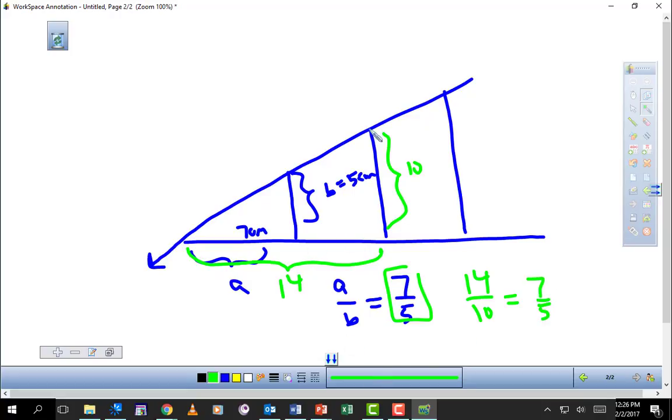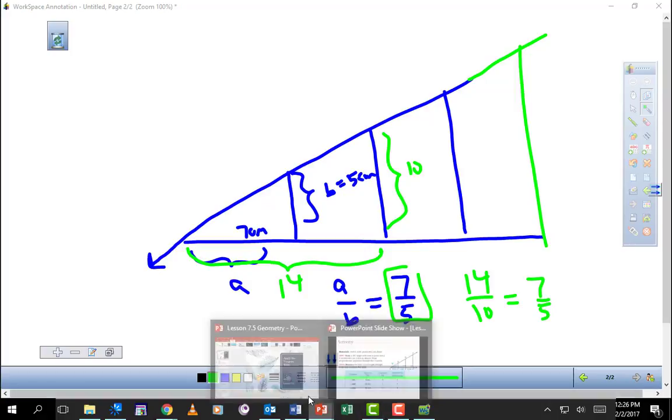And that happens on any triangle that you do, if you continue this outward farther and farther. Kind of an interesting experiment. And so what we're building up to is what's called the tangent ratio. A tangent ratio, we're getting to that. So let's go back to the PowerPoint.